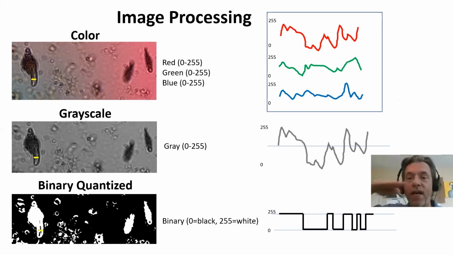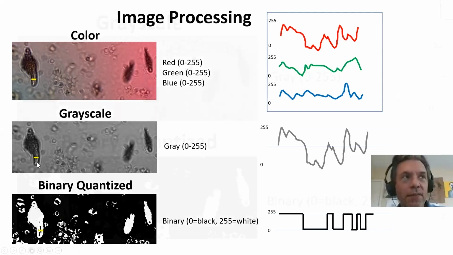You basically set a threshold, and in our case, our objects are dark because they're blocking the light. So we set a threshold. Anything that's darker than that threshold is the object. Anything lighter is the background. And so that's binary quantization.